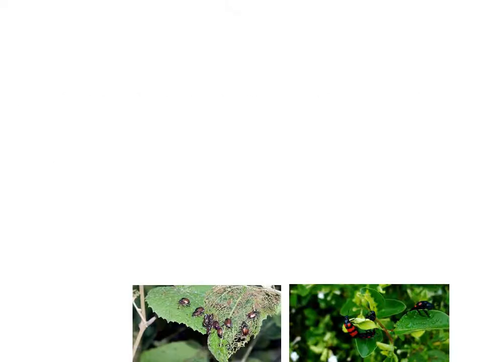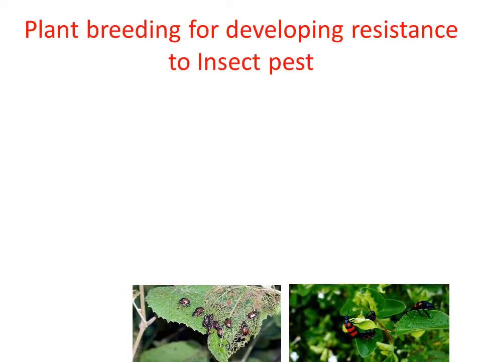So far we have studied the disease resistant plants raised by plant breeding technique. So now we are moving to one more very important part of this lesson, that is plant breeding for developing resistance to insect pests, right? So it is possible to raise insect resistant plants by plant breeding methods, right?